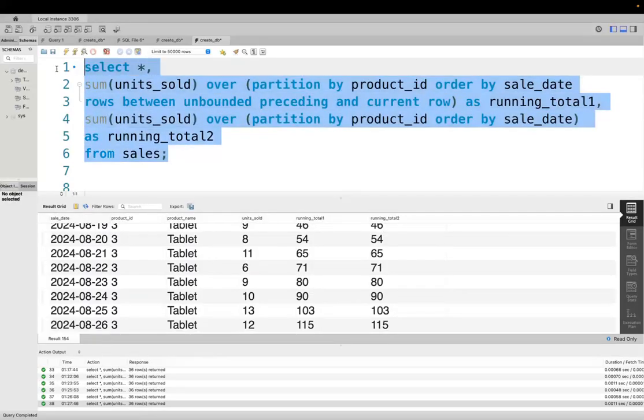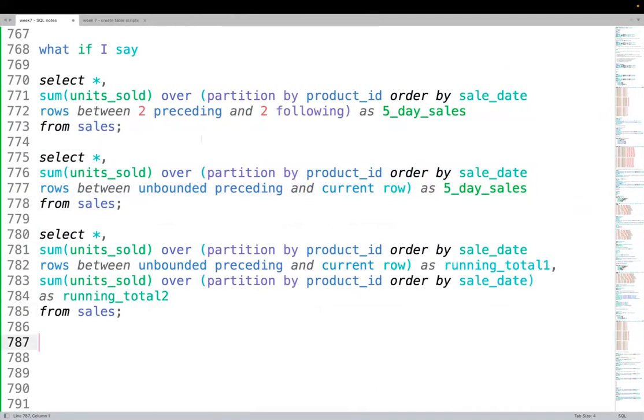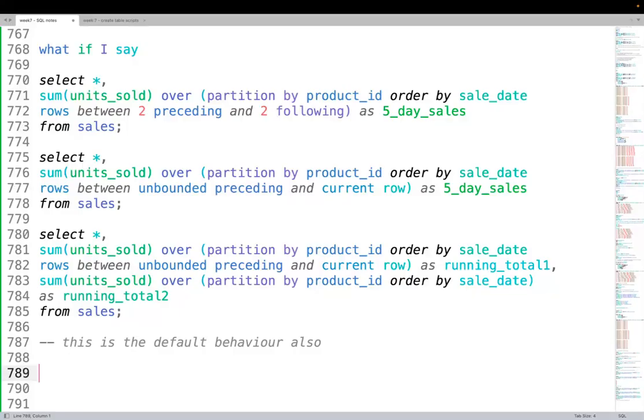I hope you understood this part, right? So this is the default behavior also. Even if we do not give it, it implicitly specifies the same thing. I hope we are good with this. Okay. So let us take some more examples.